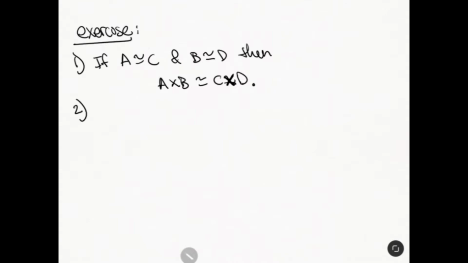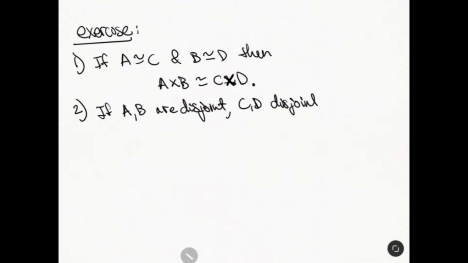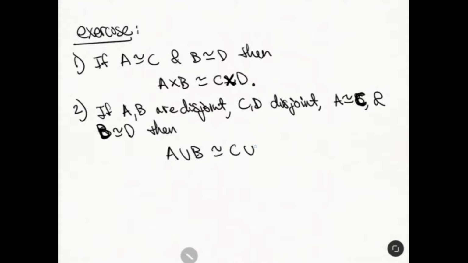Two, the second thing that we want to show is that if A and B are disjoint, these are sets, all this is about sets, and C and D are also disjoint, A has the same cardinality as C, and B has the same cardinality as D, then what we'll have is that A union B is isomorphic to C union D. So they have the same cardinality. Okay, so these are the two things that we do.